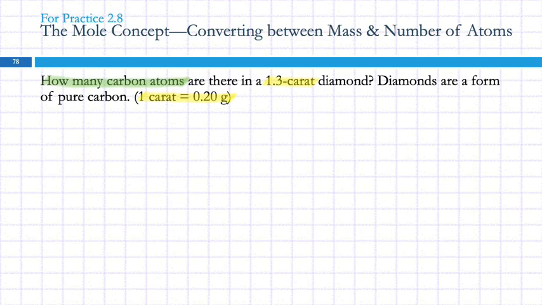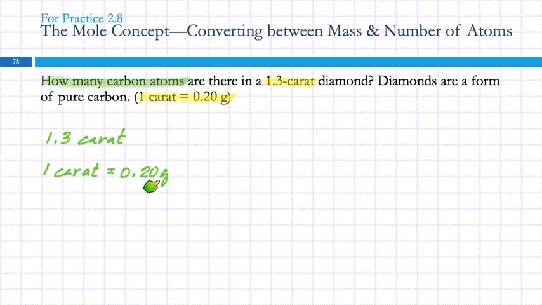So I'm going to write down the numbers I was given. 1.3 carats, nothing to do with the vegetable. And I'm told that 1 carat is equal to 0.20 grams. We're going to do this with dimensional analysis, but we're starting out with more than one number, and so sometimes it's hard to know which one to start with.